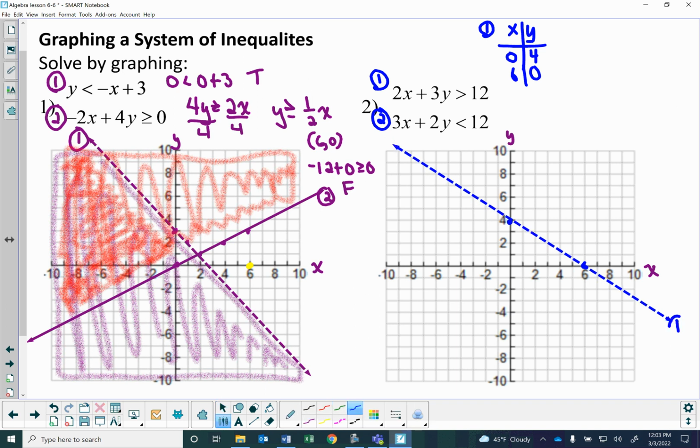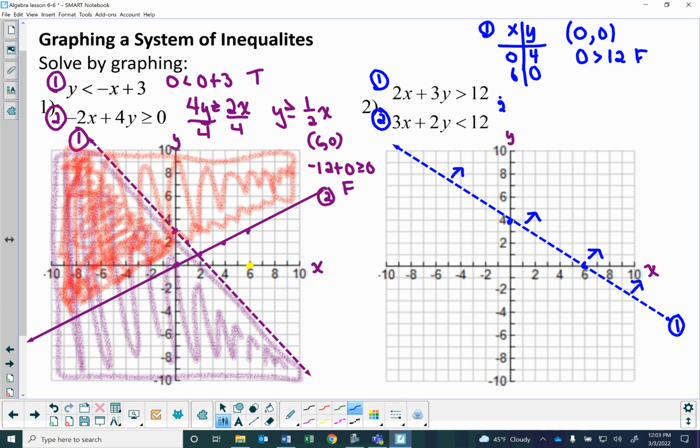I need to test a point. I'm going to test 0, 0. So if I test 0, 0, I will get 0 is greater than 12, which is false. So I'm not going to shade where 0 is. So I can indicate this by just putting little arrows. I'm going to shade away from where 0 is, so I'm going to shade on this side of this line. Okay, now I'm going to do equation number 2.